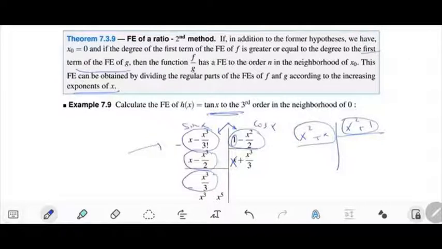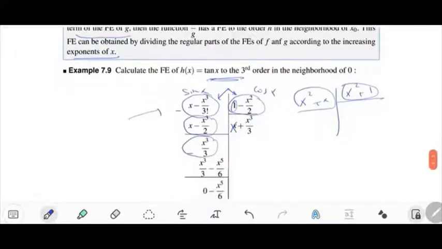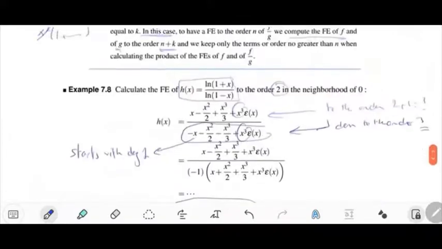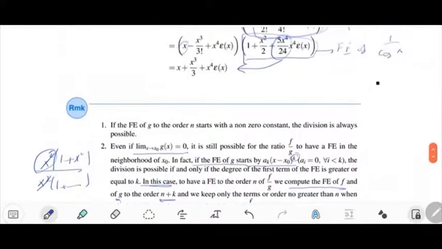x3 over 3 divided by 1, it's x3 over 3, and then I multiply. I have this, and then I obtain here x5. And when in here I have x5, so x5 divided by 1, it will give x5, a term that is not of third degree. Then I stop my calculation, and the quotient in here will be the finite expansion. So it's the same thing that I found when I did tangent x in here.